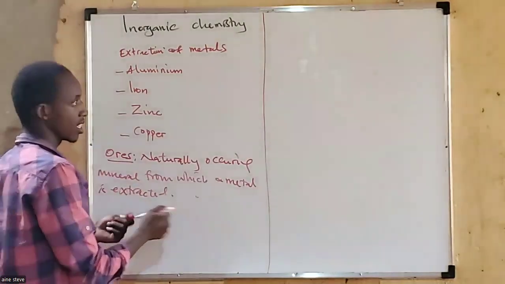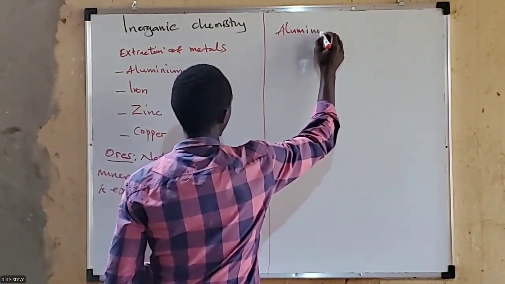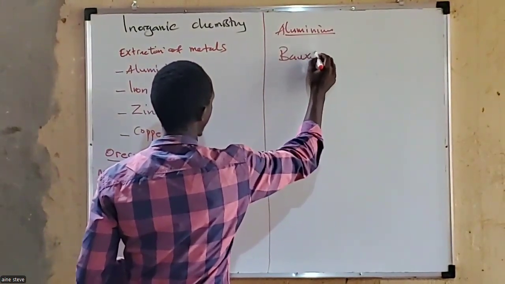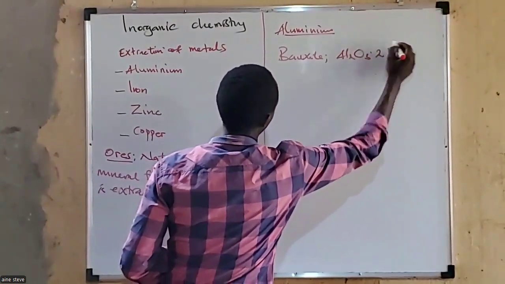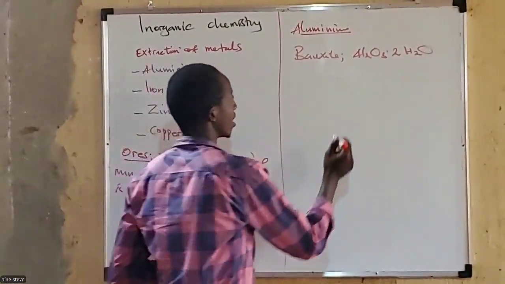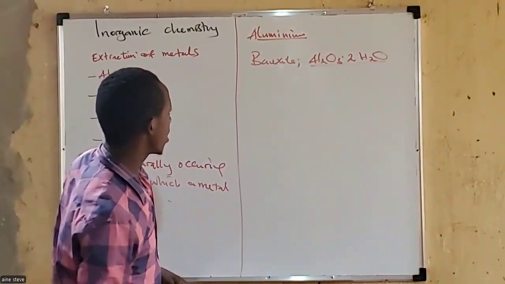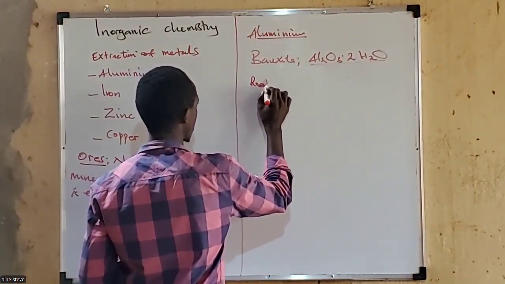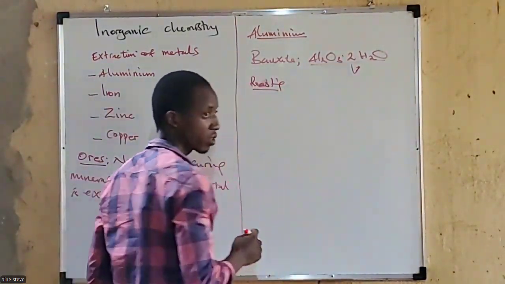Take, for instance, a review of what we looked at during the extraction of aluminium. The chief ore is bauxite, which is hydrated aluminium oxide. So when you are extracting, it undergoes a series of stages where the first step is for you to roast. Roasting. After roasting the ore, why do you roast? To remove the water of crystallization.